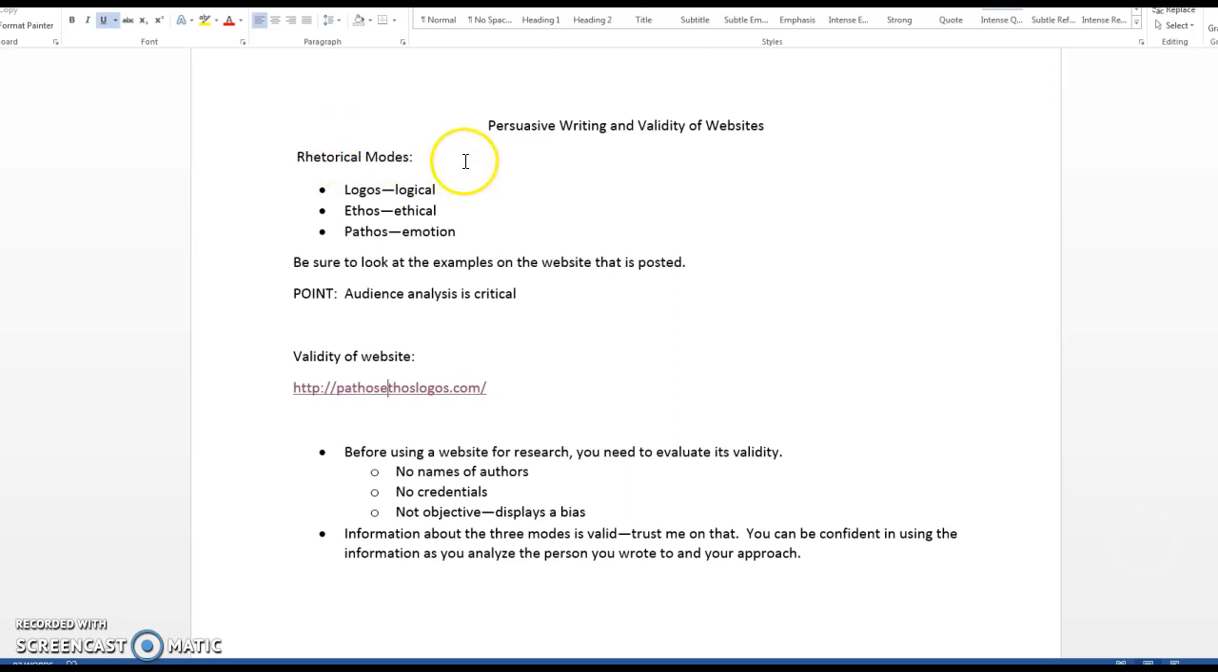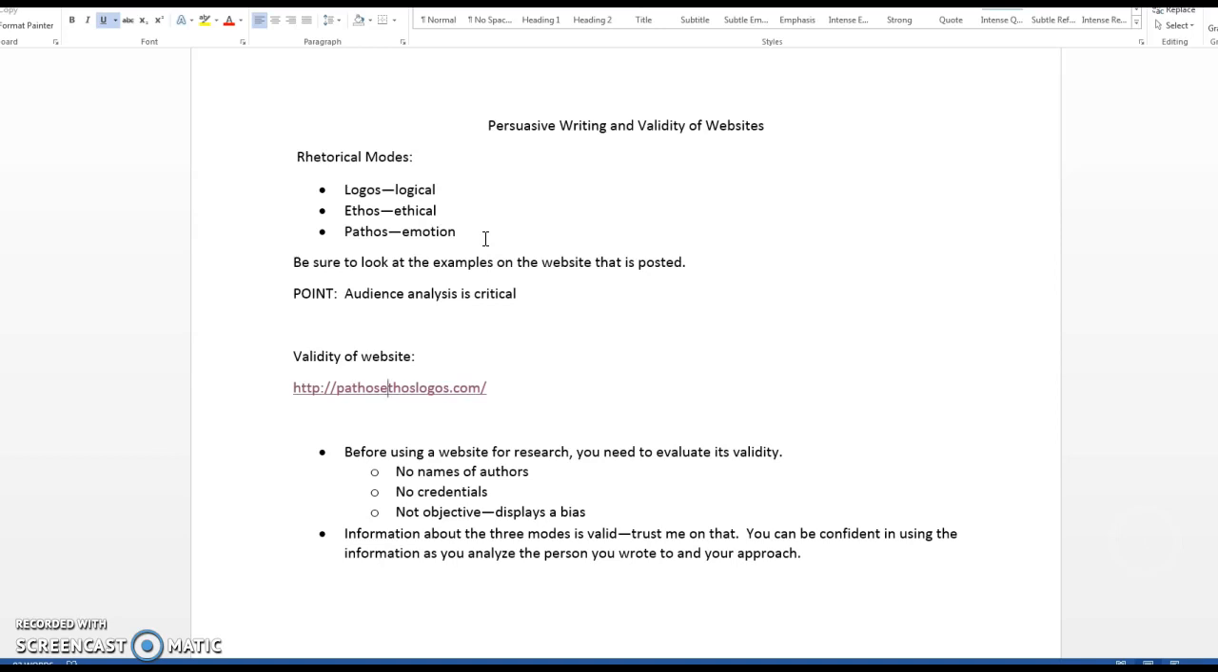There are 3 rhetorical modes, main modes: the logos, the ethos, and the pathos. Logos is logical, ethos is ethical, and pathos is emotional. And when you do a persuasive argument, you tend to highlight one of those 3 modes more than the others. You may use all 3 modes, but you are positing one over the other.